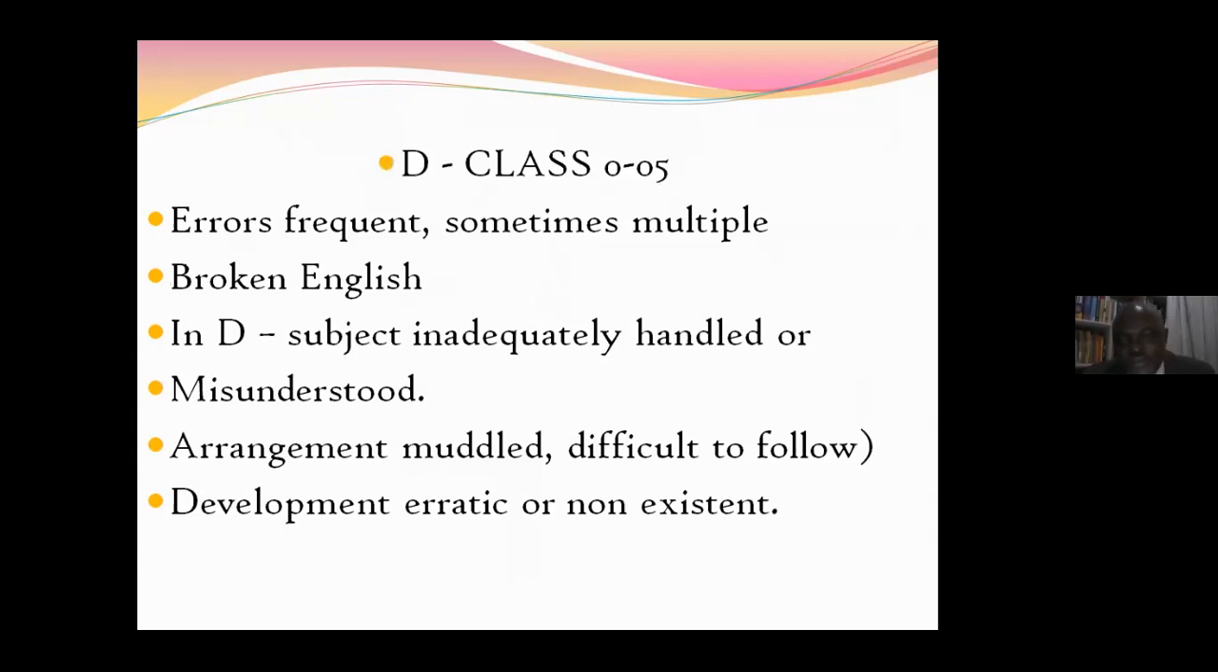D script, 0 to 5. 0 is a mark. Errors must be frequent, sometimes multiple. Broken English. In D, the subject is inadequately handled or completely misunderstood. Arrangement is muddled, difficult to follow. Development is erratic or non-existent. Such an essay is a D essay and can only score 0 to 5. So when you have classified an essay A, B, C, D, then you go to award a numerical mark. So it's not by accident, it's not magical. You don't just mark and say, this one has failed.